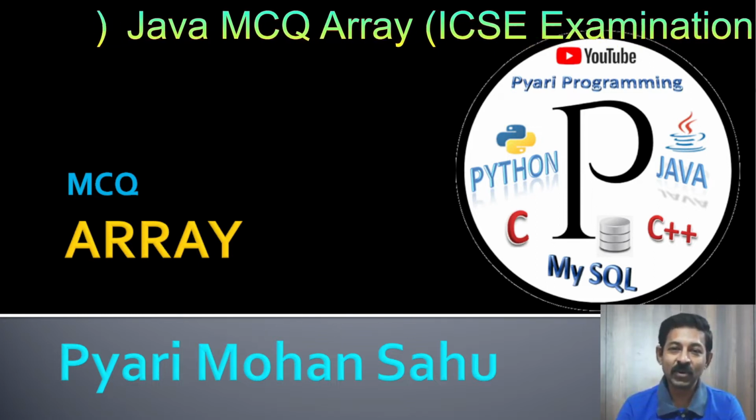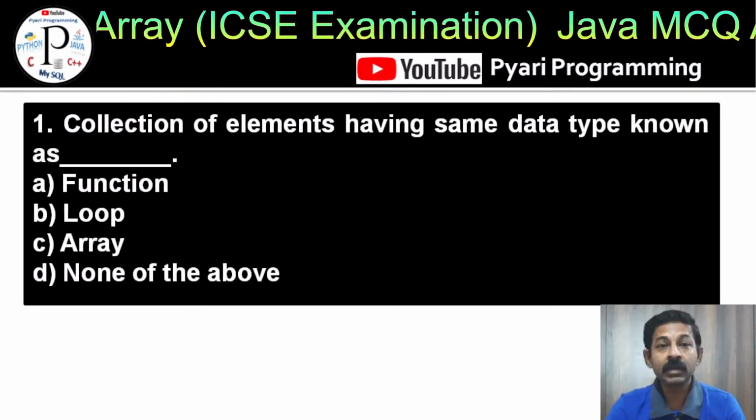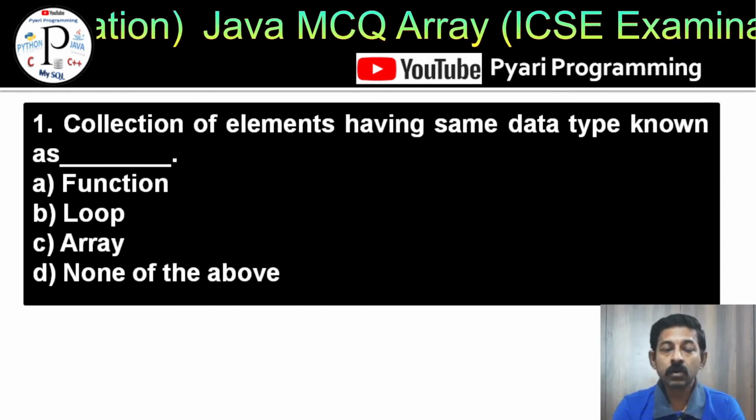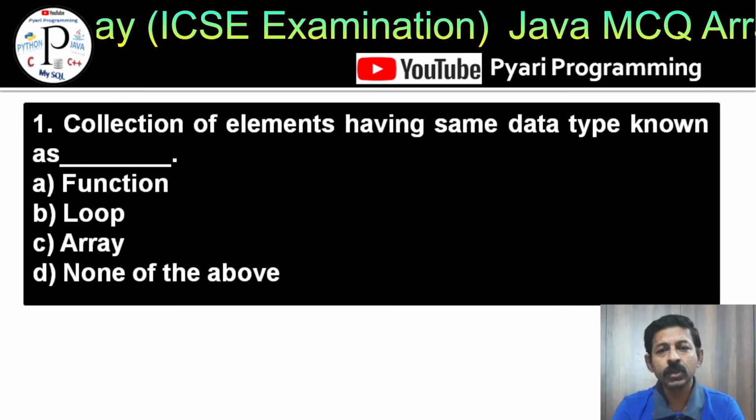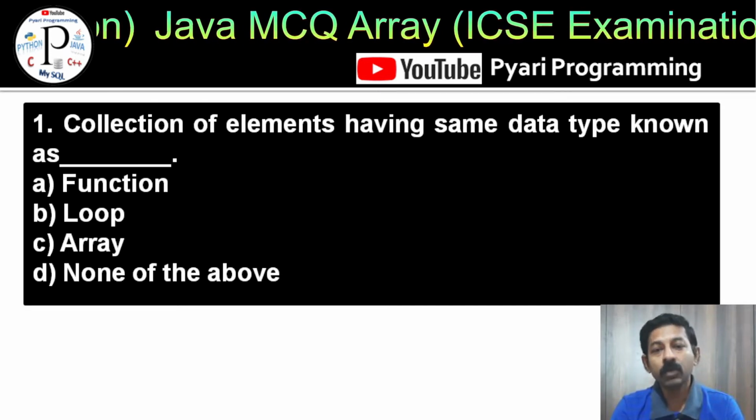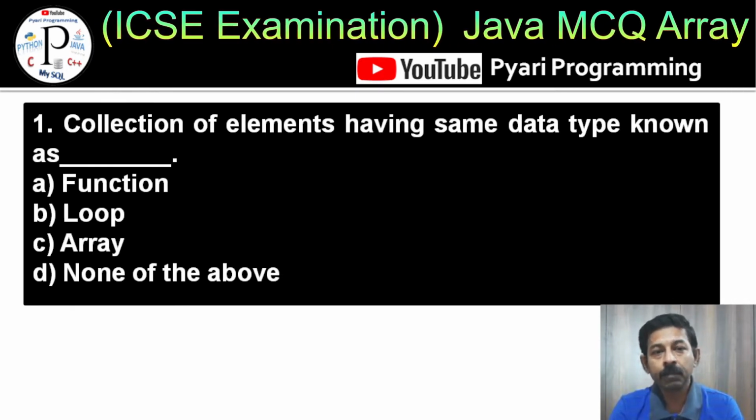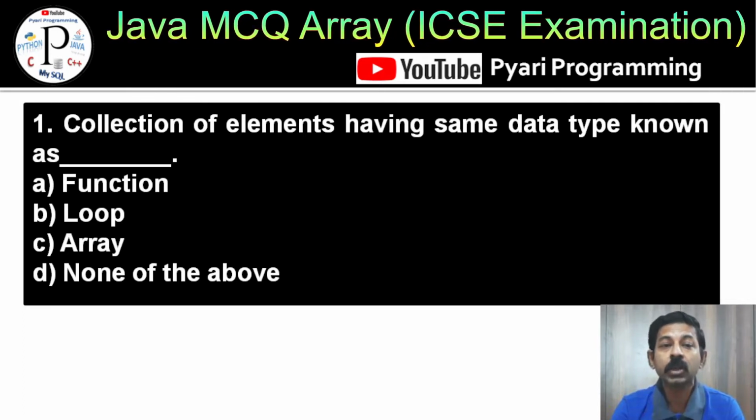So let's go. The question is: a collection of elements having the same data type is known as what? The first option is function. We cannot call it a function, because a function or method is not related to data types. It takes a parameter of a specific data type, but the question says collection of elements. We have to emphasize that collection of elements.